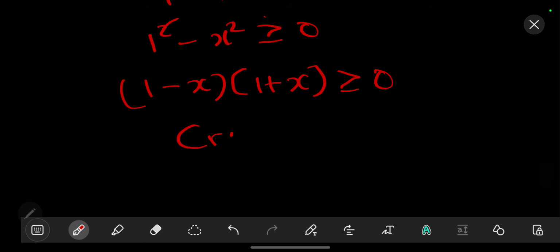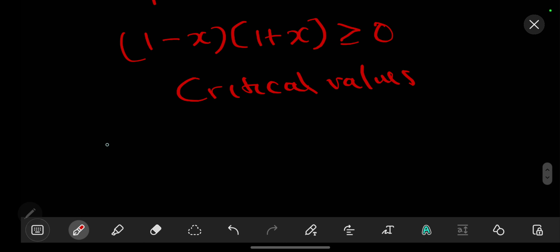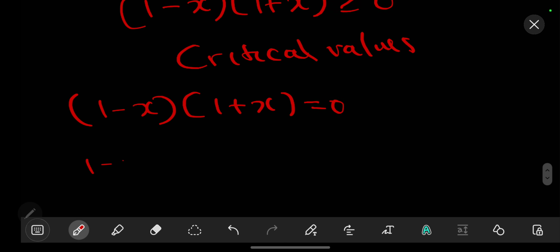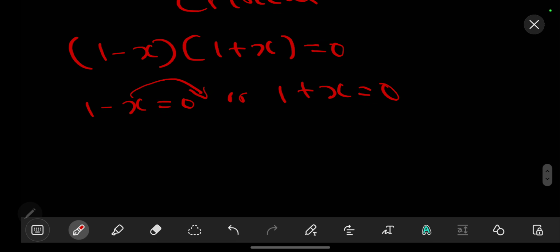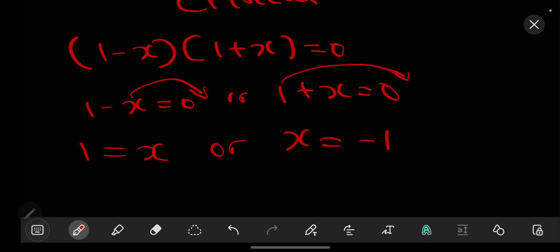From there, let's find our critical values. We take 1 minus x and 1 plus x equal to 0. So it's either 1 minus x is equal to 0, or 1 plus x is equal to 0. Taking x to the other side, we get 1 equal to x, or taking the 1 to the other side, x is equal to negative 1 like that.